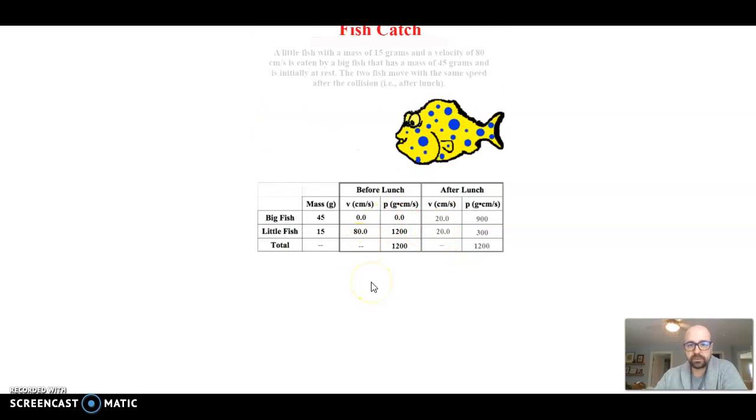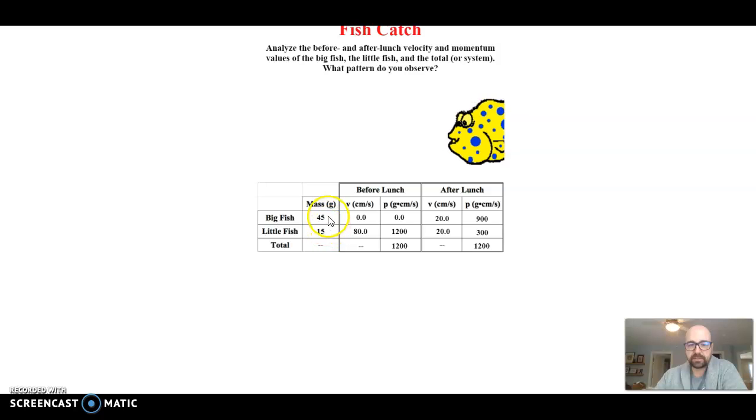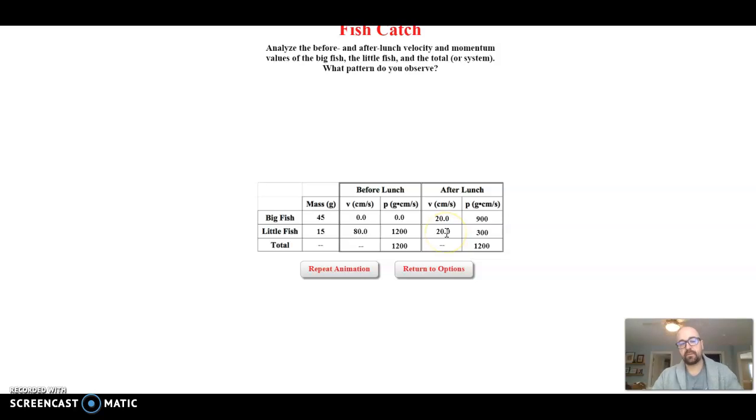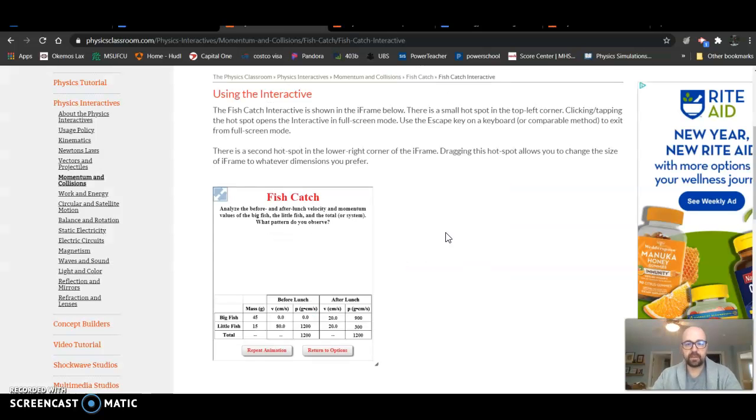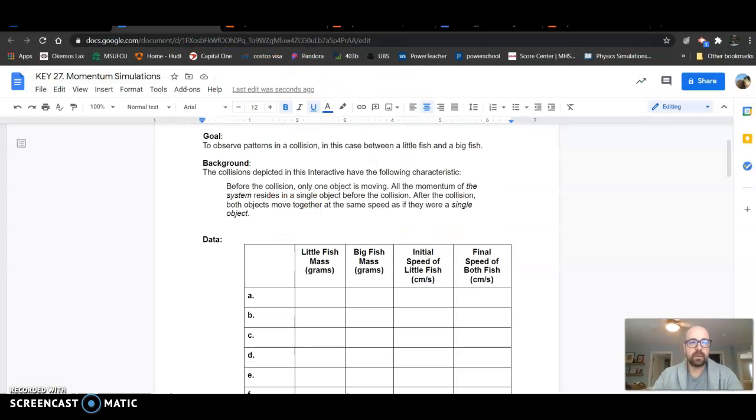As this goes, we got the mass of the little fish was 15, 45. So the velocity was 80, and then it went down to 20. So let me minimize this. We'll come back. So this little fish was 15, 45, 80, and 20.